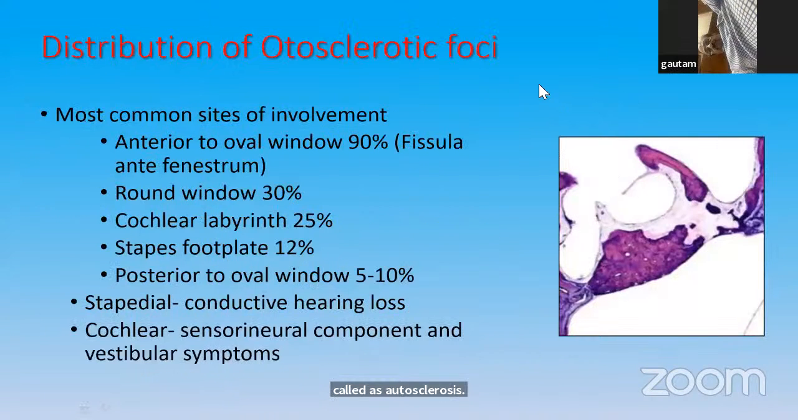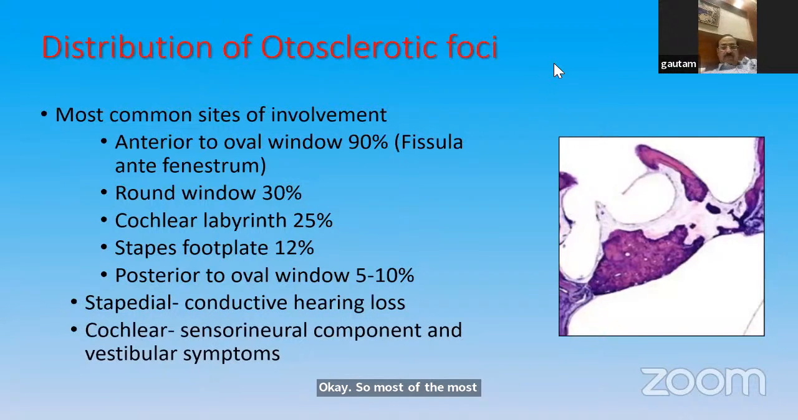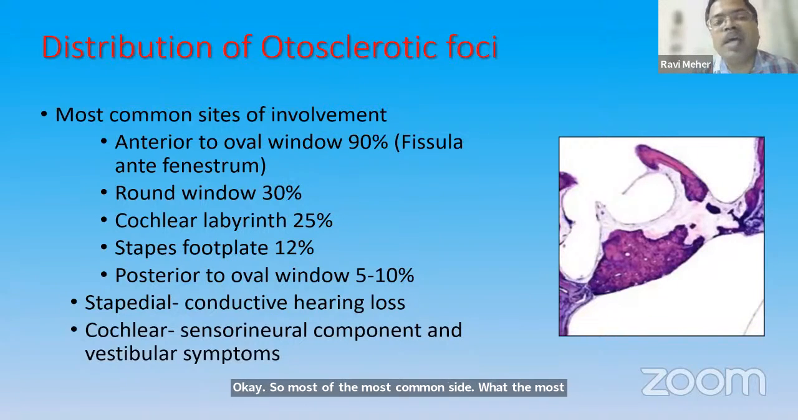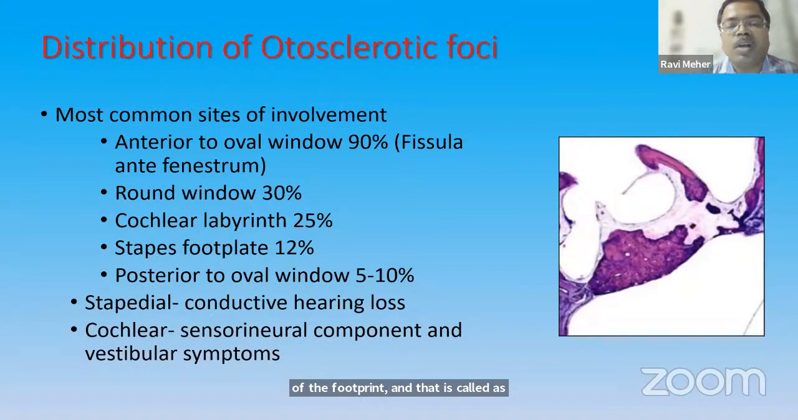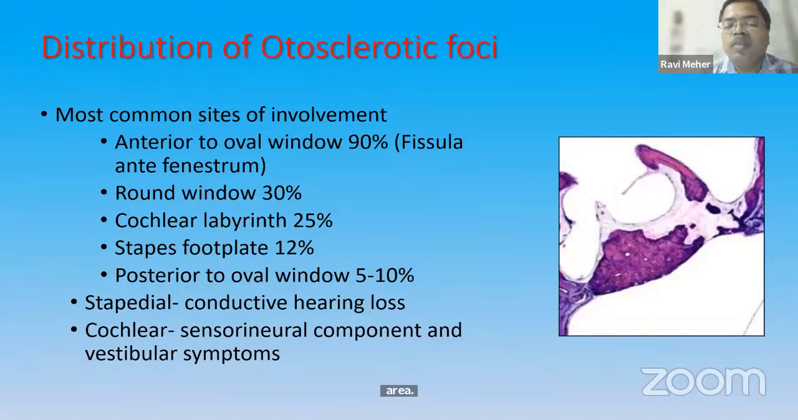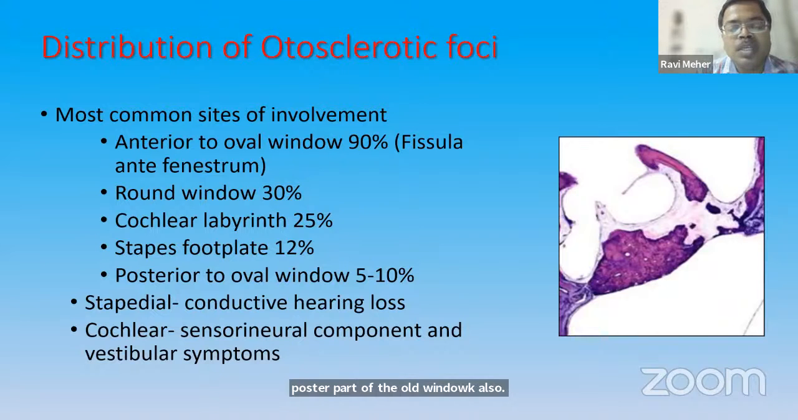Okay. So what is the most common site? The most common site is the anterior part of the footplate, and that is called as fissula ante fenestram. It can also involve the round window niche area. It can involve the cochlear labyrinth. It can involve the complete stapes footplate and the posterior part of the oval window also. So if it is involving the stapes footplate area, it will lead to conductive hearing loss. If it is involving the cochlear elements also, there can be a sensorineural component to the hearing loss, and there can be vestibular symptoms also.